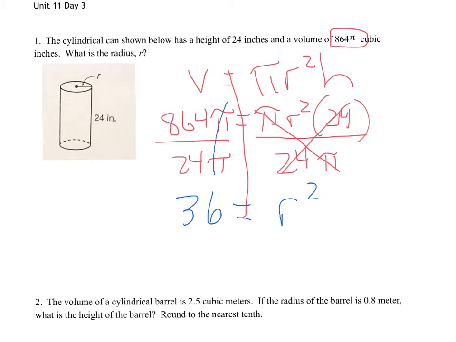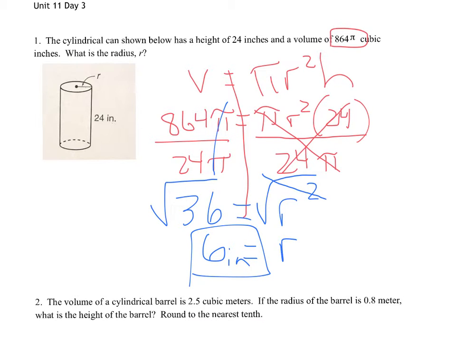I don't want r squared, I want r. Now remember what squared means. Something times itself gives me 36. In other words, we could take the square root of r squared, or the square root of 36, because we know square roots and squares cancel out, giving me r, and the square root of 36 is 6. So my radius is 6 inches.